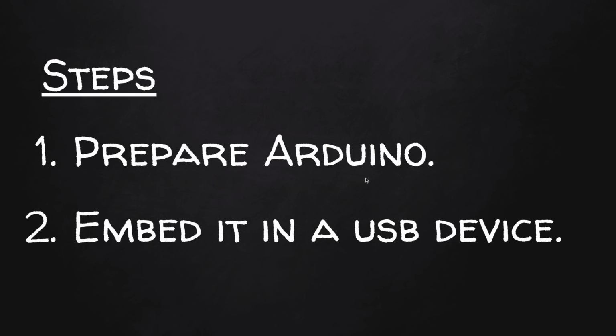First, we're going to have to prepare the Arduino board, and in the second stage, we're going to embed it in a USB device. I'm going to show you how to prepare the Arduino device myself, and then my best friend Adrian is going to show you how to embed this Arduino board in a lamp. But like I said, you can use the steps to weaponize pretty much any USB device.